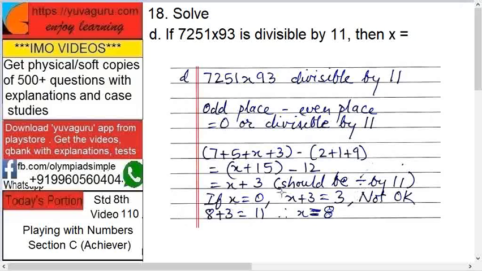Not okay. Now you can go on trying 1, 2, 3, 4. But the simple logic is 8 plus 3 is 11, right? So x equals 8. That is the minimum number. Now you can say that if x equals 8, then it can go to 19 also. x equals 19. But in that case, how can x be 19 over here? It needs to be a single digit, right? Therefore x equals 8.